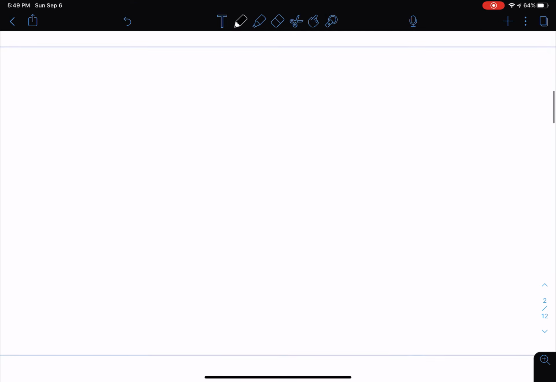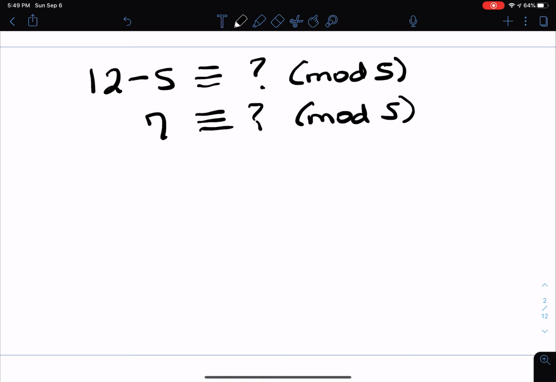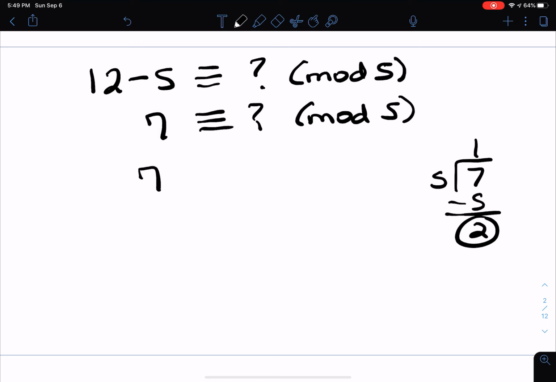Okay, same set of exercises, still finding what number it's congruent to in mod 5. Next they give us 12 minus 5. So we're trying to figure out what that is congruent to mod 5. Well, 12 minus 5 is 7, and we're looking for the number from 0 to 4 that it's congruent to. If you do a quick division off to the side with 5 as your divisor, you get a remainder of 2. So 7 is congruent to 2 mod 5.